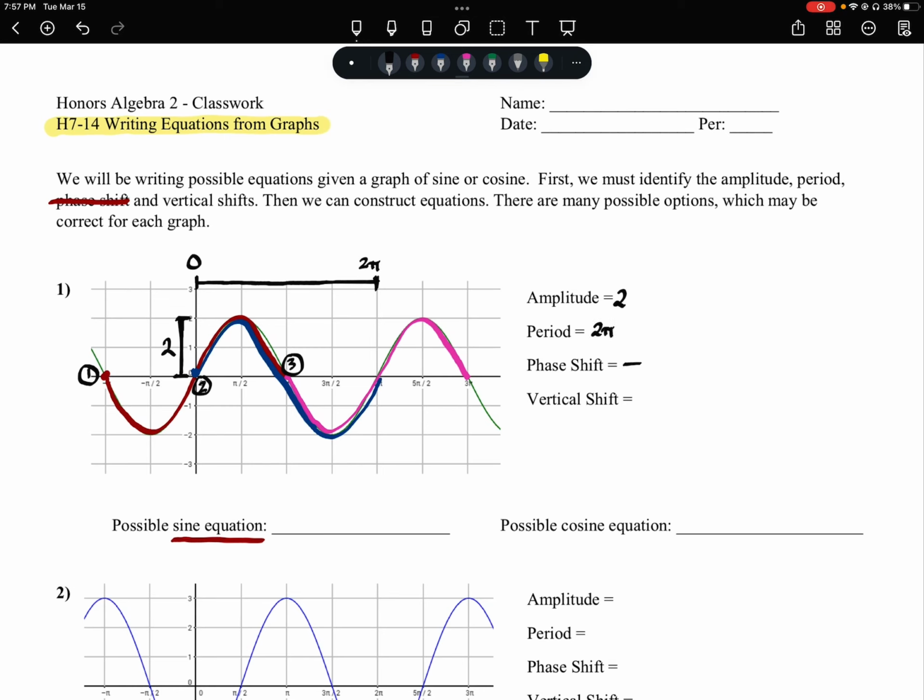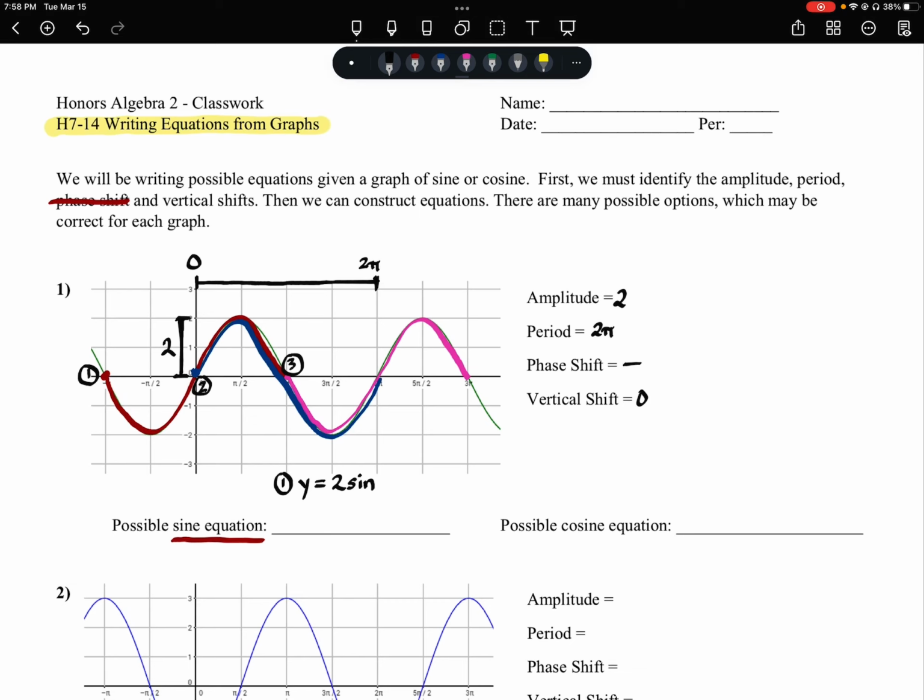Phase shift, let's not worry about at the moment. And then it looks like we don't have a vertical shift. That would be like 0. Okay, so if we were trying to come up with our equation for our sine function, let's start with number 1. For number 1, we could say, hey, we've got y is equal to our amplitude, which we just said was 2, times the sine.